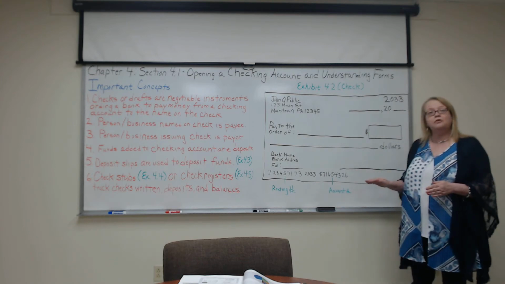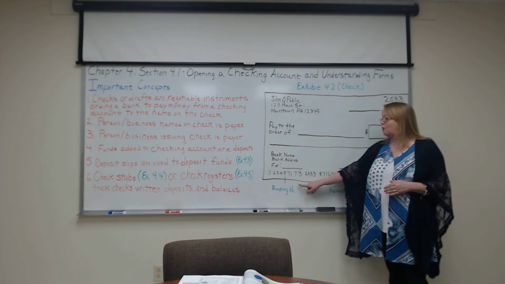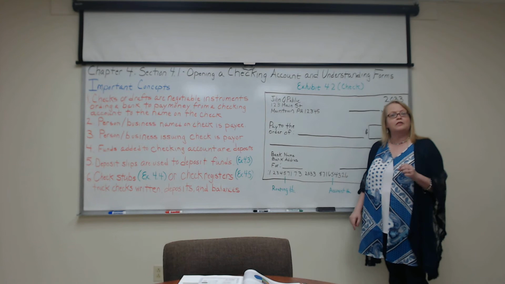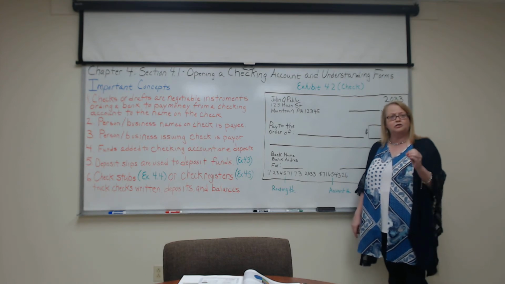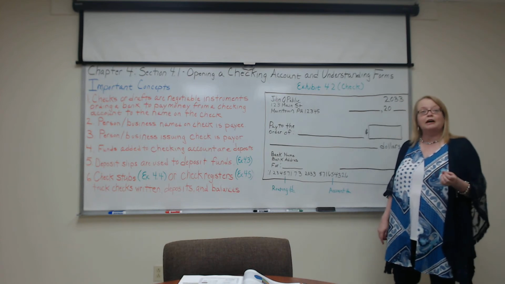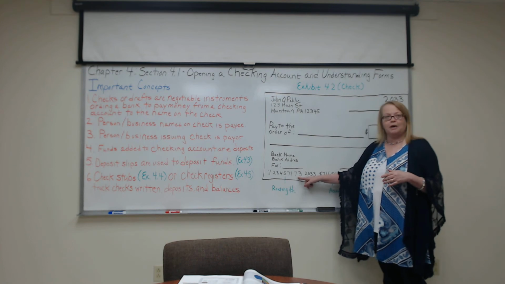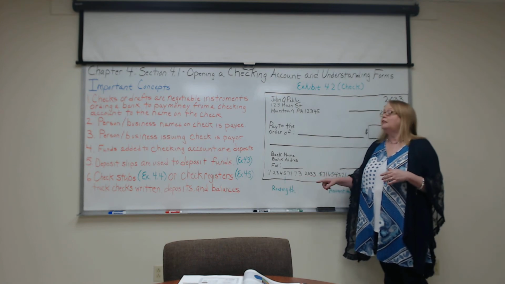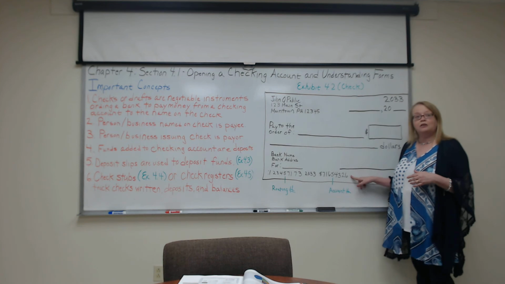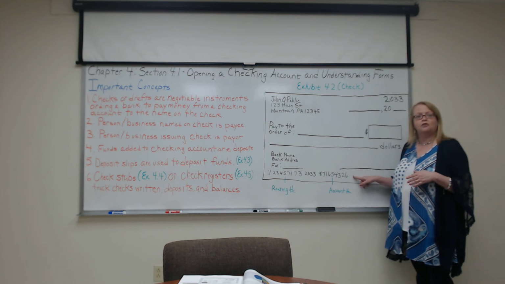Now, two other important things that are on a check that I wanted to point out is the number that is here, which is called your routing number. That number is an exclusive number for the bank that you are using. As the check goes through the system, this is where the check is coming back to, so it goes to the right bank. This number is the account number. This is your exclusive account number.